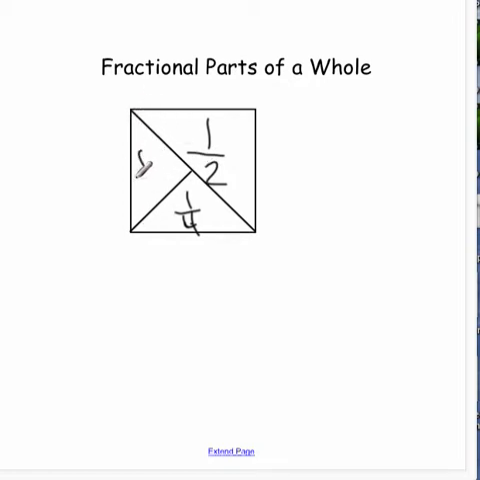Yep, it's the same size as the one we just counted. So if I'm only talking about this piece, this is also 1/4 of my square.